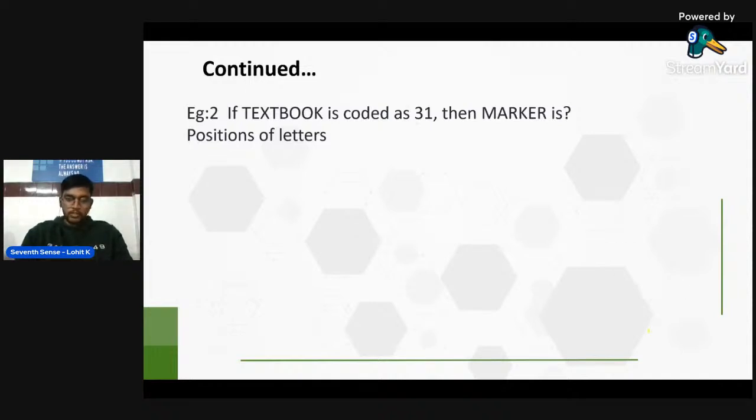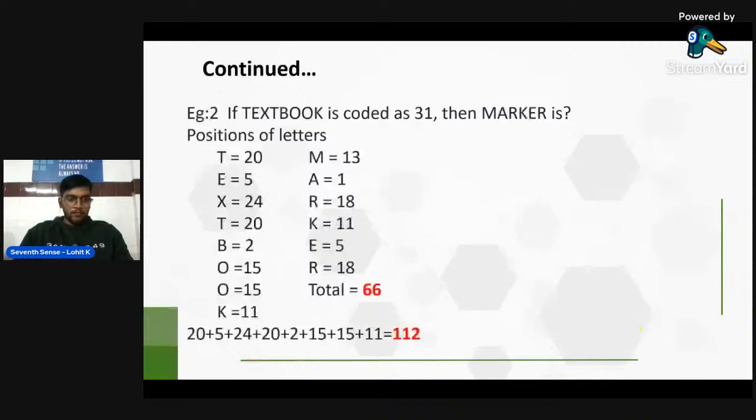Let's check. For text, if you're adding, 20 plus 20 is 40, 40 plus 24 is 64, 64 plus 5 is 69. You got the answer for text as 69. For books, 30, 41, and 41 plus 2 is 43. Now 69 minus 43, are you going to get the answer as 31?